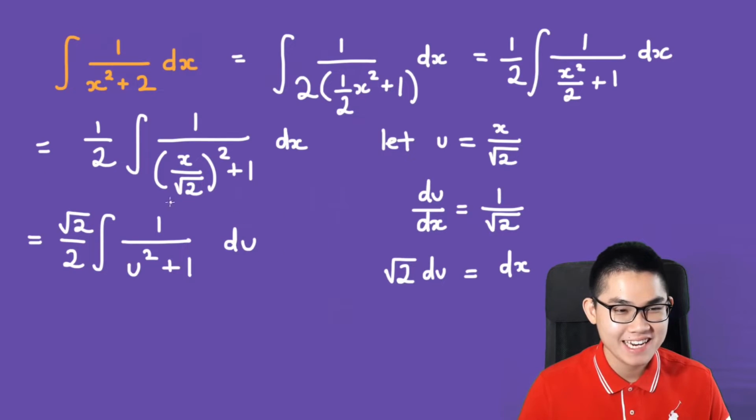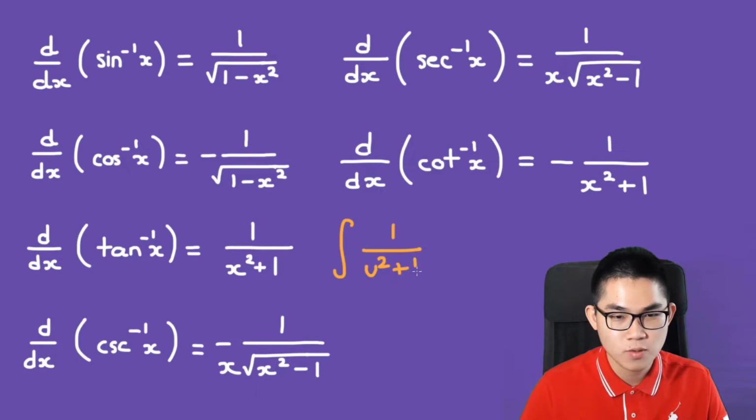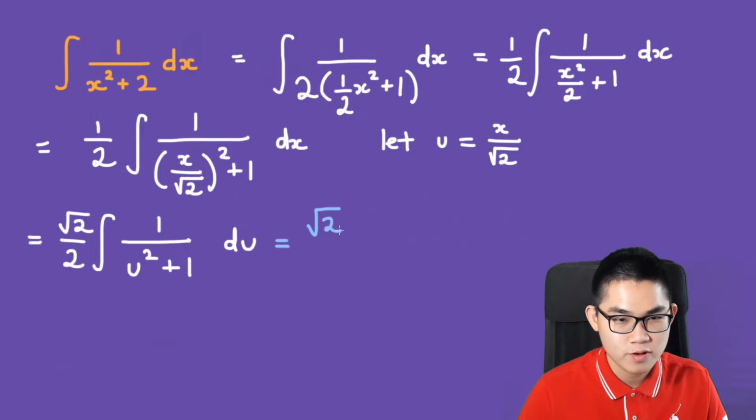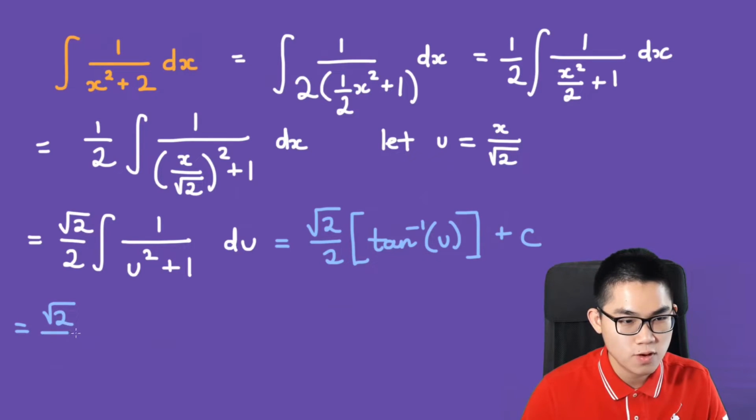And the next step is to find the antiderivative of 1 over u squared plus 1, and it's not very difficult. Now, if you look at this formula sheet, you can see that the derivative of arctan of x is 1 over x squared plus 1. Now, we have the integral of 1 over u squared plus 1 du. So it's very similar to this, and you know that the antiderivative is going to be arctan of u plus c. We have the square root of 2 over 2 times arctan of u plus c. And we also have to turn the u back into the x. We have the square root of 2 over 2 times arctan of x over the square root of 2 plus c.